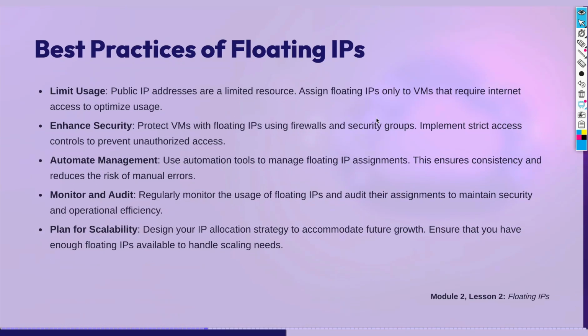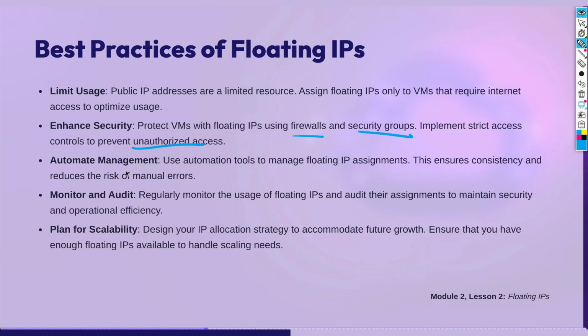So, the best practices for floating IPs. The first one is limit usage. Your public IP addresses are a limited resource. So assign floating IPs only to the VMs that require internet access so that you can optimize your usage. You have enhanced security. So protect your VMs with floating IPs. You can use firewalls and security groups. We will touch on these two things in further lessons. This allows you to implement strict access controls so that you prevent any unauthorized access.